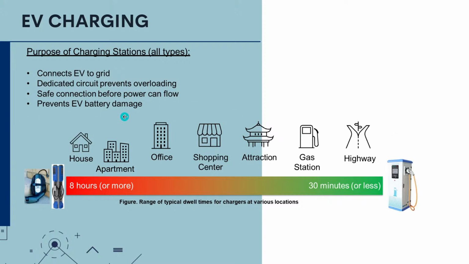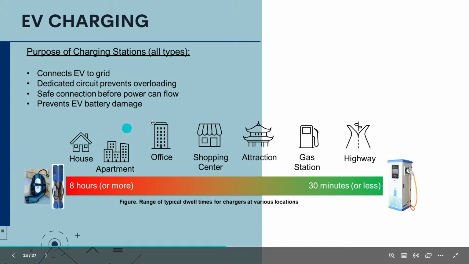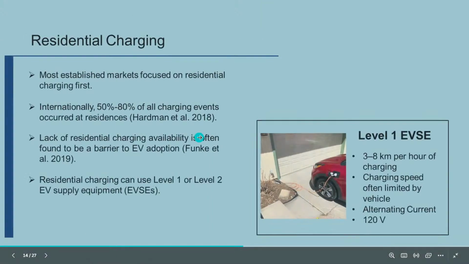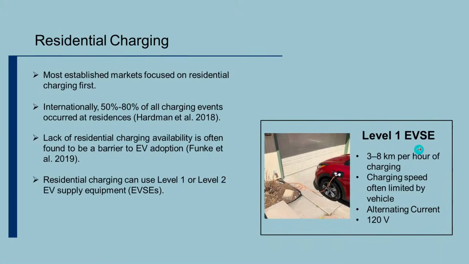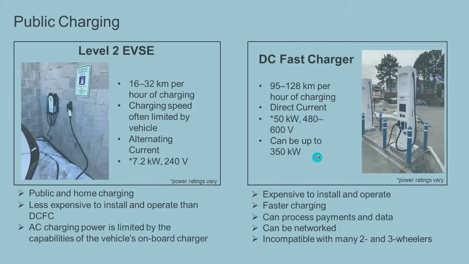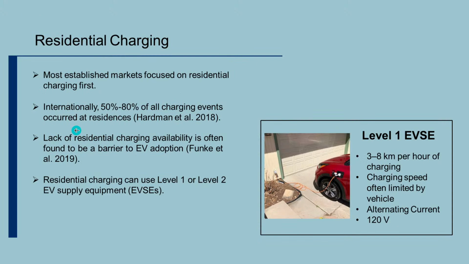So this is EV charging. The charging time for an electric vehicle can vary depending on several factors, including the electric vehicle's battery capacity, the charger's power output, and the state of charge of the battery when you start charging. First, this is home charging. In home charging, there are two levels: one is the Level 1 charger and another is the Level 2 charger. I will explain them to you.